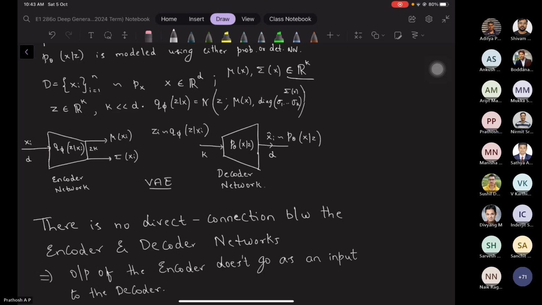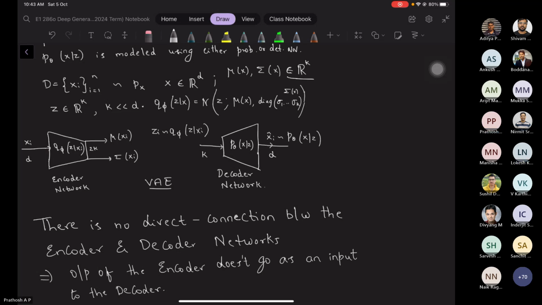Lokesh? Yes, sir. For a given xi, the xi cap which we get from p theta might be different, right? Because we have a sampling step in between. Correct. I am not even saying that you get xi at the output of the decoder. The decoder will just give you a sample from p theta of x given z. I have not established any relationship between xi and xi cap yet. If your question is where the so-called auto encoding is happening here, we will see how it comes out. Okay.